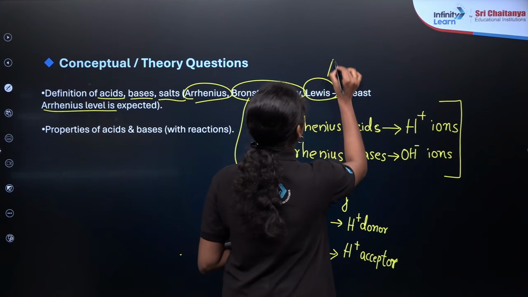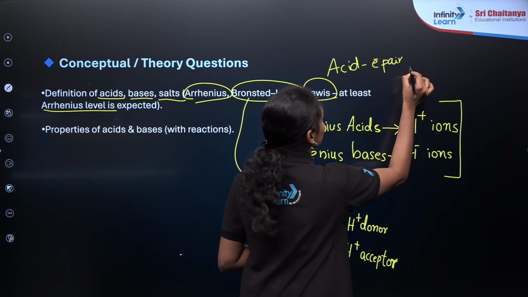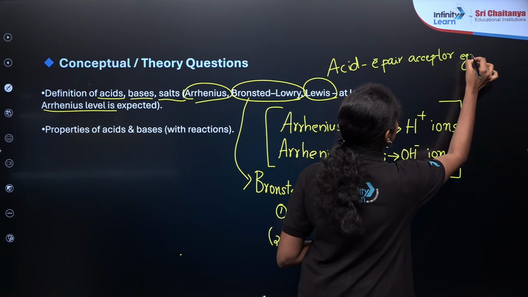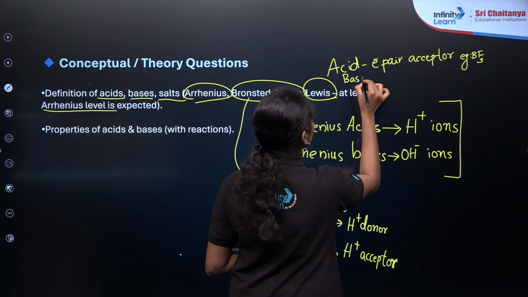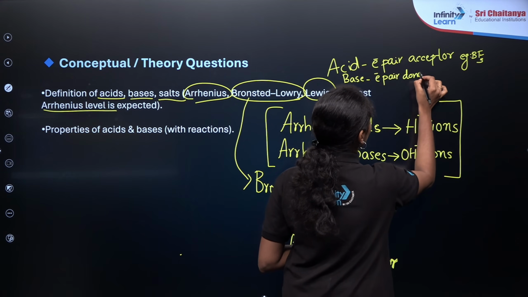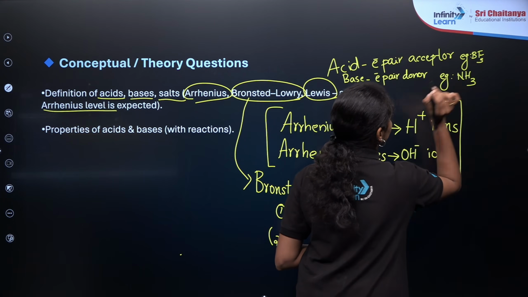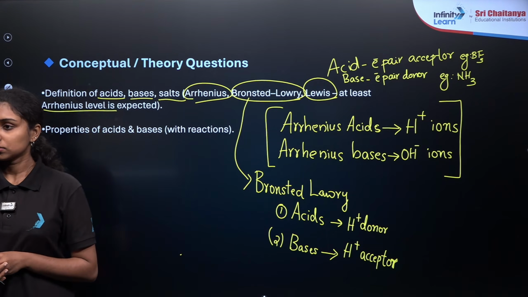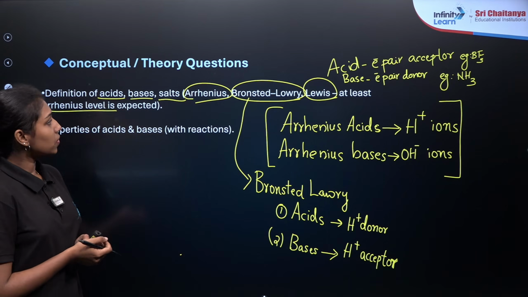Then what about the case of Lewis acid? Lewis acids are the electron pair acceptors, right? The most common example is the BF3 molecule. Then bases are the electron pair donors, for example, ammonia. Is that clear? You must have a proper idea about the definitions of acids and bases based on the three different theories.